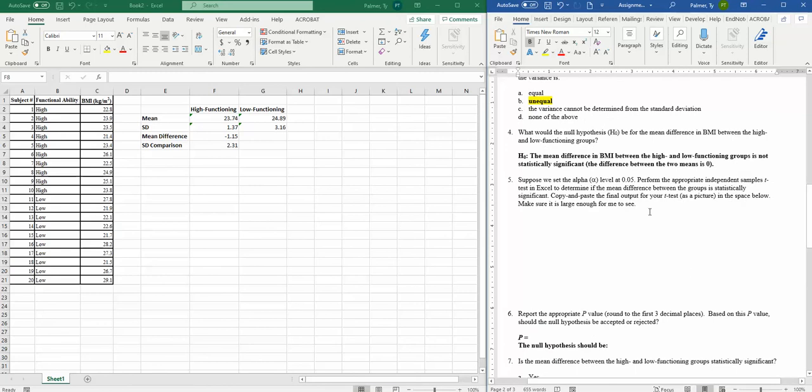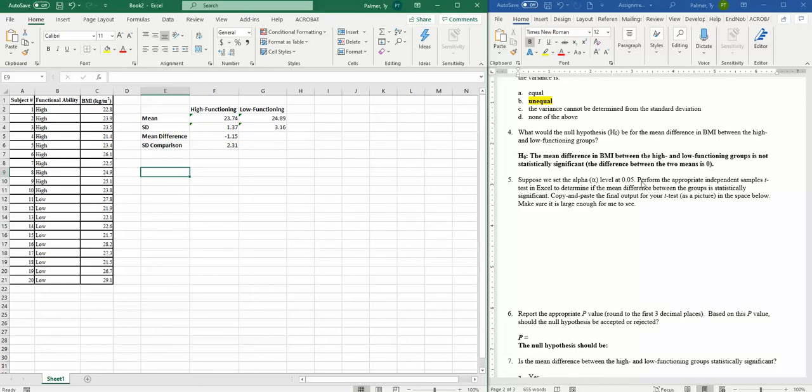Let's go ahead and move on. Question number 5: suppose we set the alpha level at 0.05. Perform the appropriate independent samples t-test in Excel to determine if the mean difference between the groups is statistically significant. Obviously we're going to do this in Excel. The PowerPoint goes into great detail on this, so please refer to it, but I'm going to show you in this video how to do it.